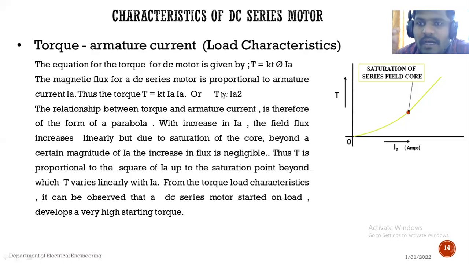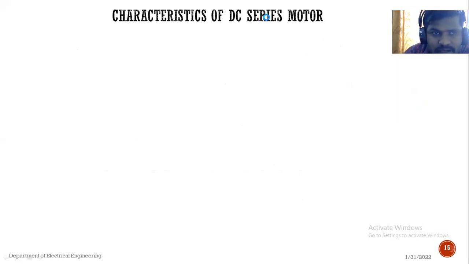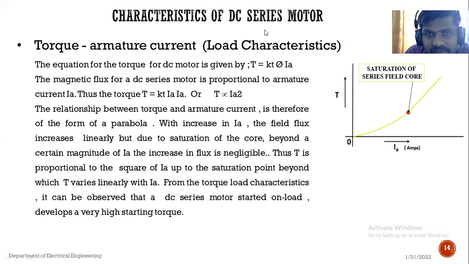So up to the magnetic saturation point, the curve will be like a parabola, and after magnetic saturation it gives a linear relationship. So this curve will be parabolic up to the magnetic saturation point, and after that it will be like a straight line. These characteristics we have already discussed.